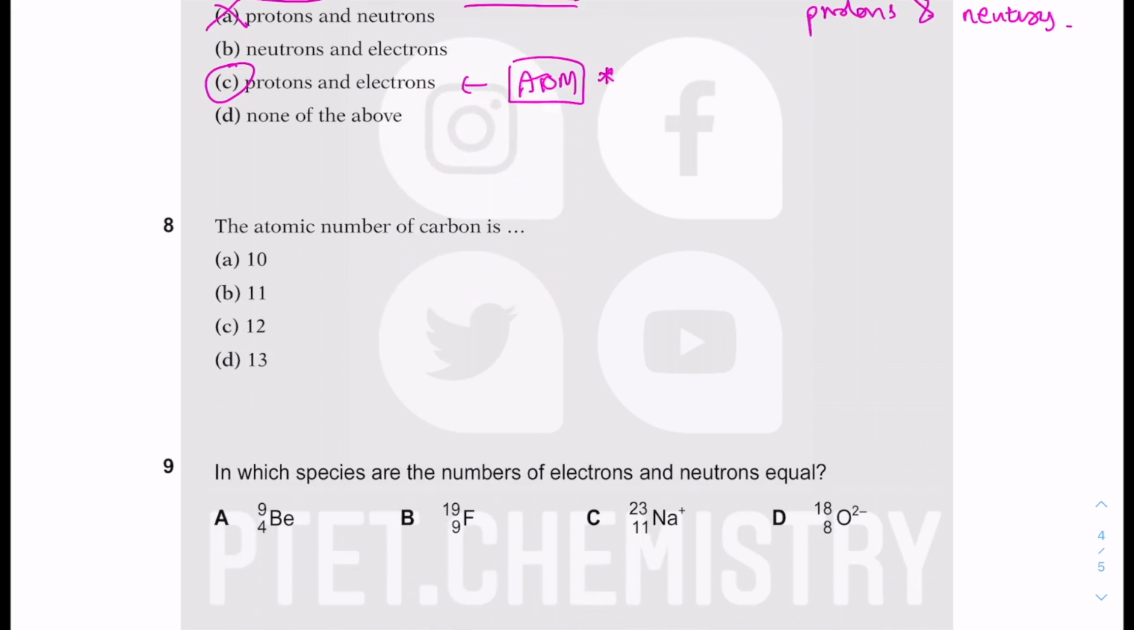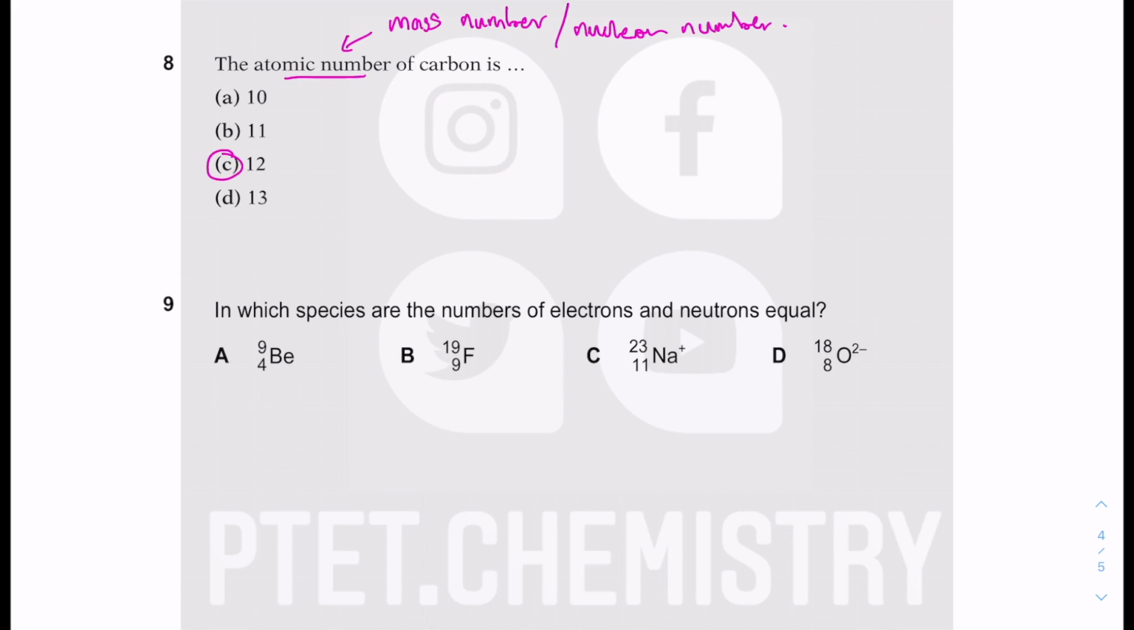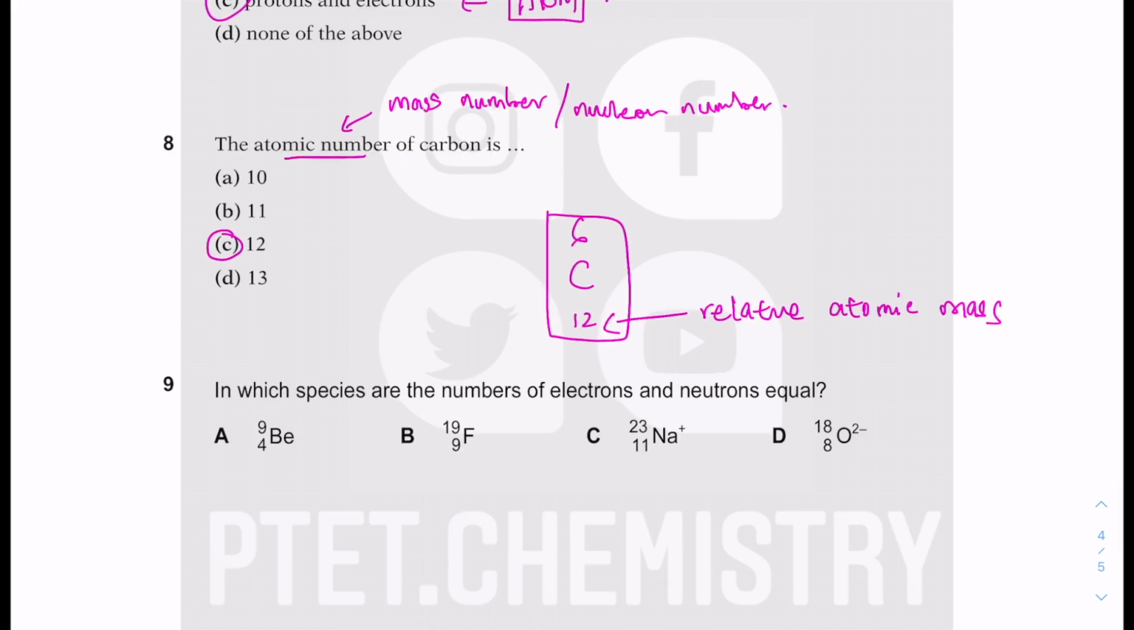The atomic number of carbon. The atomic number is the same as, well, you can say it's the mass number or the nucleon number. So it's going to be 12 as shown in the periodic table, or at least in your periodic table you will have seen it like this. Okay, so this thing at the bottom is what you call relative atomic mass. It's also known as mass number or nucleon number. It's also known as atomic number. So it's got a lot of different names. They're basically saying the exact same thing.